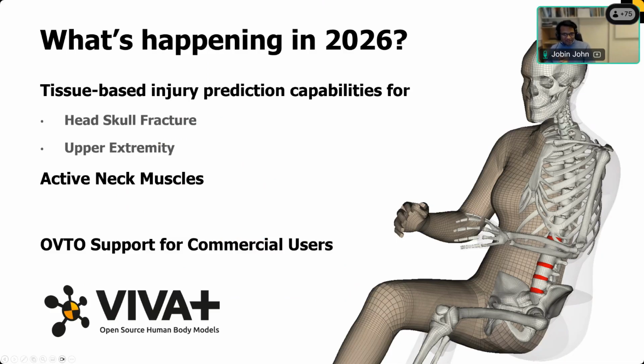Let me see if there are any questions, or maybe I should end by saying what is happening in 2026. This is what you could expect. We have a new head model with a new skull model that is prepared for tissue-based injury prediction. We will have risk curves coming out for that. For the upper extremity, we are working on validation and tissue-based injury prediction. Active neck muscles: a PhD student wrapped up a couple of years ago, and the active muscles will be published for version 2 in 2026. And we are also planning commercial support for commercial users.